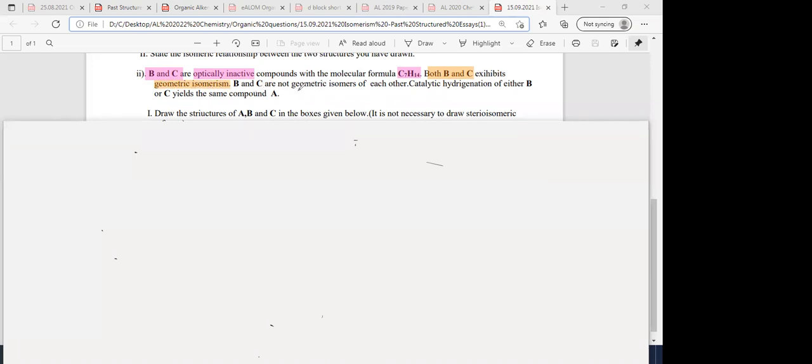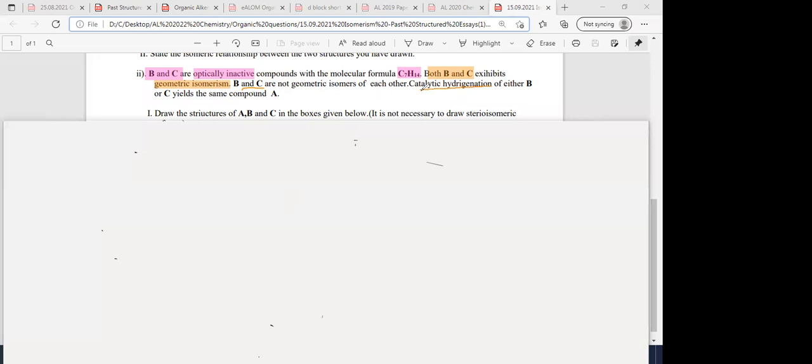They are not geometric isomers of each other. That means what? You can't take B as cis and C as trans. So that means not as cis and trans. That's what it means. Not geometric isomers of each other.